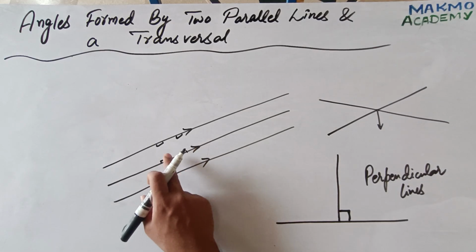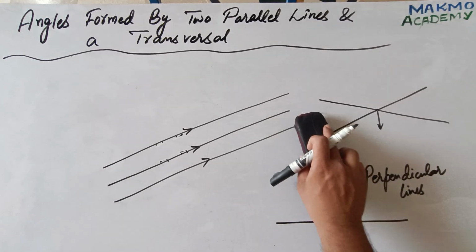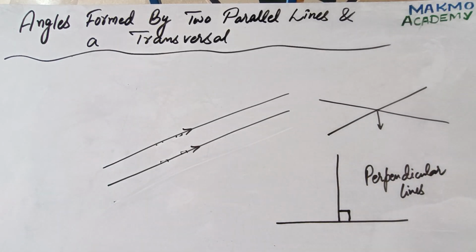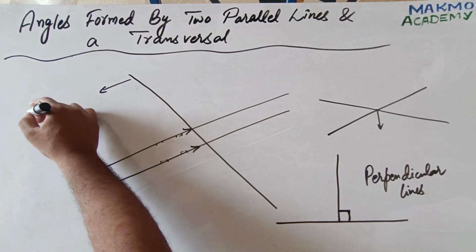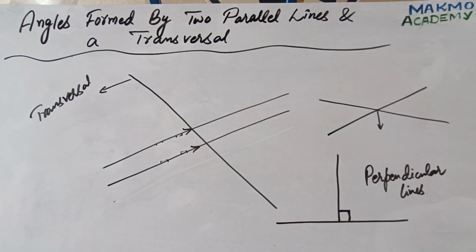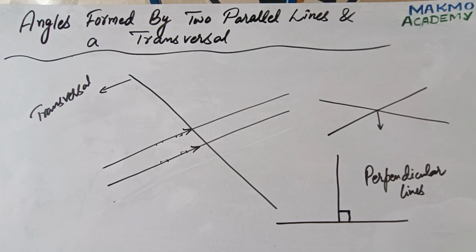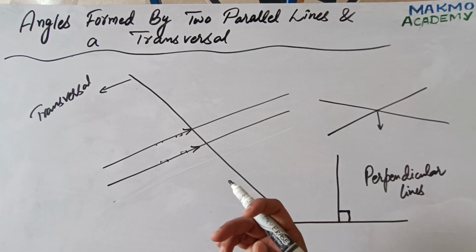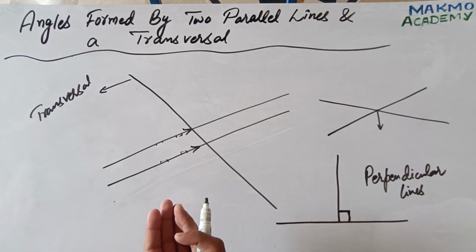Especially if we talk about parallel lines, if two parallel lines are intersected by a third line, that line is called a transversal. So this line is called a transversal line. If two parallel lines are intersected by a third line, that line is called a transversal. And a few sets of angles will form when this type of situation happens.